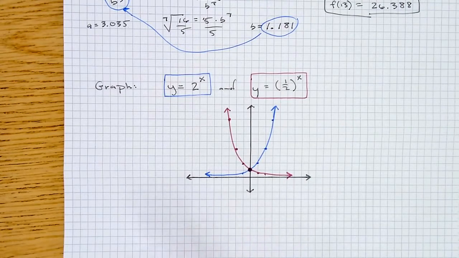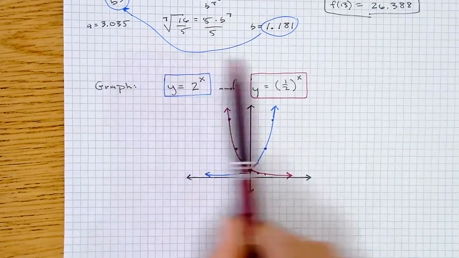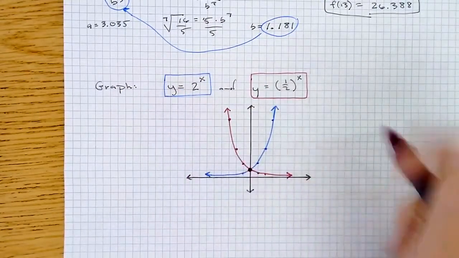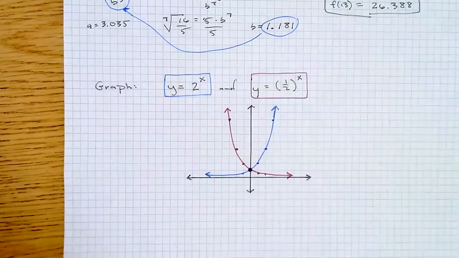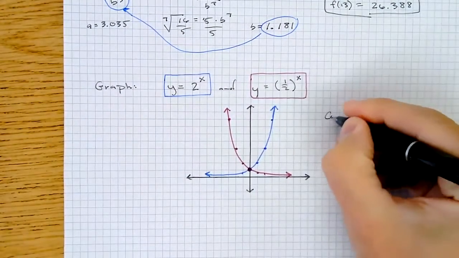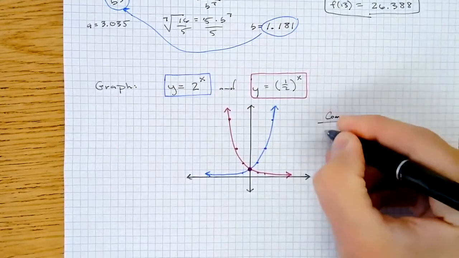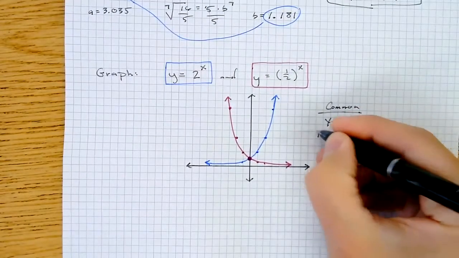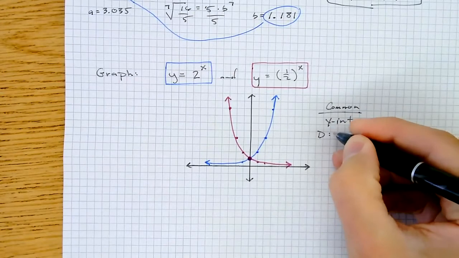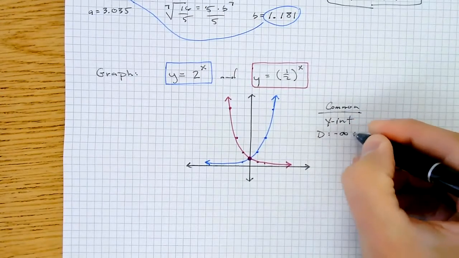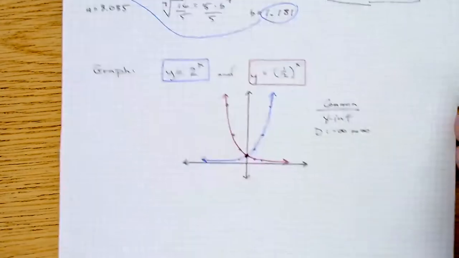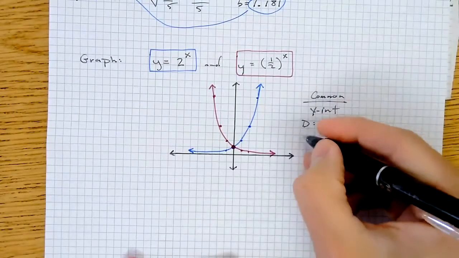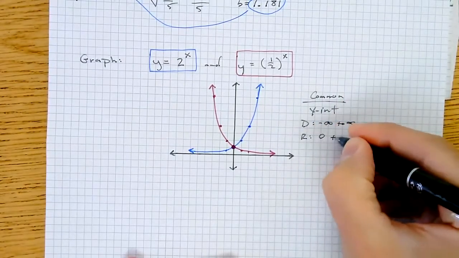Okay, if you recall domain and range, domain would be all of your possible values going from left to right. Okay, so they both, so let's see. What do they have in common? Well, they have the same y-intercept. Both of their domains are from negative infinity to positive infinity. Okay, their range, which is your lowest value to your highest value, is going to be the same as well, goes from 0 to infinity.